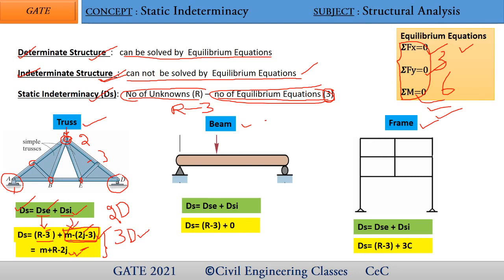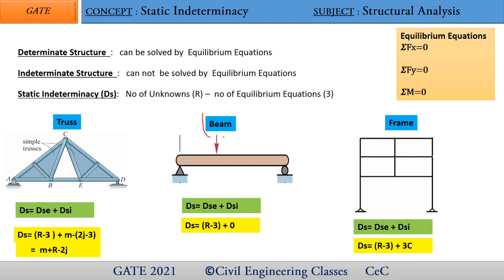Okay. So if it is a 3 dimensional truss, then the formula will become m minus 3j plus 6. Okay. So this is the formula for internal static indeterminacy for a 3-dimensional truss, and the external part will become R minus 6. Okay. So next we will see about the beam.